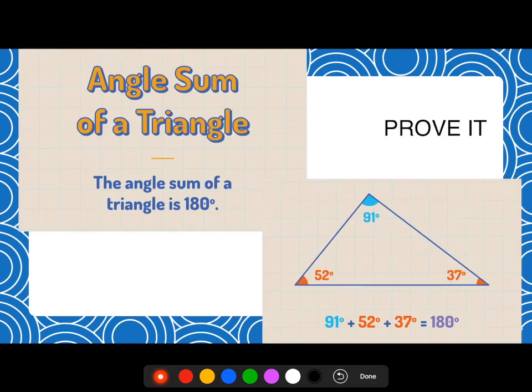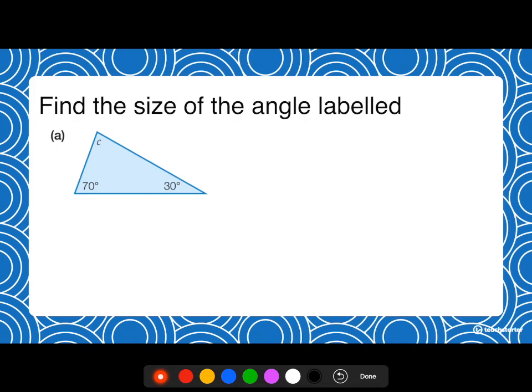Next, what we need to know is the angle sum of a triangle. Now, triangles always add up to 180 degrees. I hope you've had the opportunity to prove it in class. If not, you can come chat to your teacher about how you can prove that triangles always add up to 180, but you just now need to know that. And then we can use it.